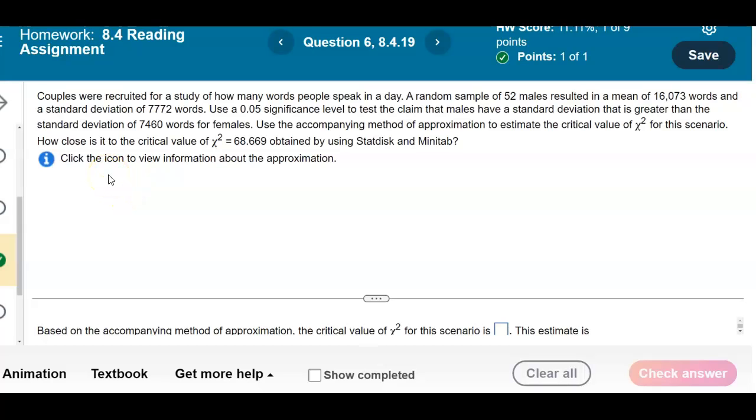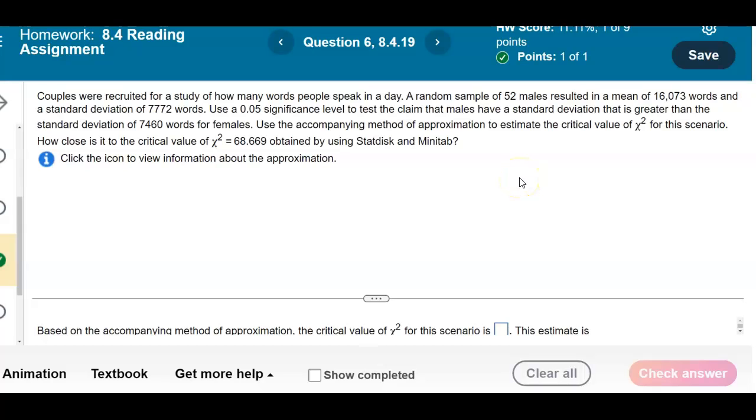Couples were recruited for a study of how many words people speak in a day. A random sample of 52 males resulted in a mean of 16,073 words and a standard deviation of 7,772 words. Use a 0.05 significance level to test the claim that males have a standard deviation that is greater than the standard deviation of 7,460 words for females.